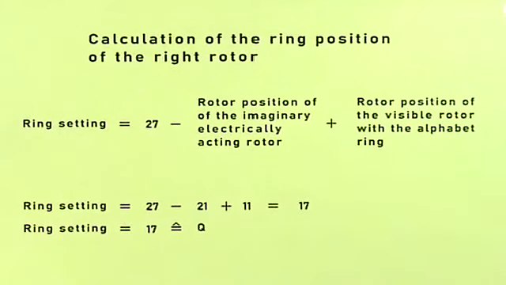In the counting method, the letter U stands for 21 and the letter K for 11. That gives the formula ring setting equals 27 minus 21 plus 11. The result for the ring setting is 17. And 17 represents the letter Q.